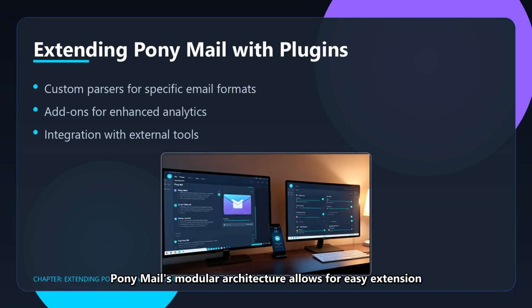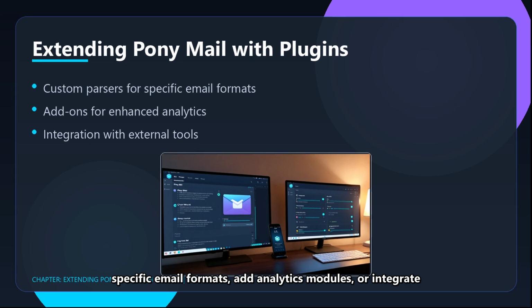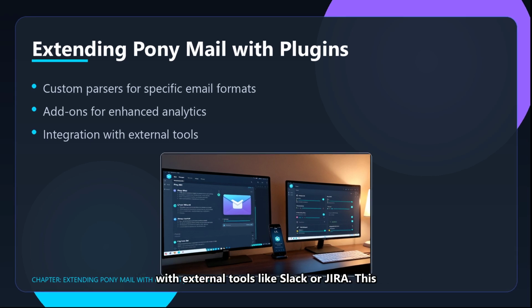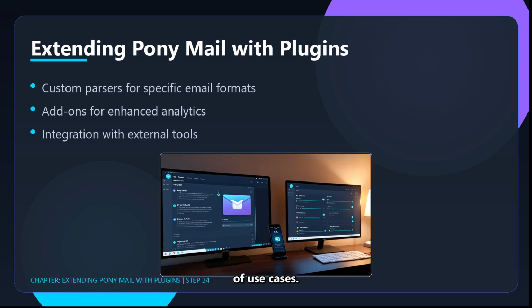Pony Mail's modular architecture allows for easy extension via plugins. You can write custom parsers for specific email formats, add analytics modules, or integrate with external tools like Slack or JIRA. This extensibility makes it adaptable to a wide range of use cases.